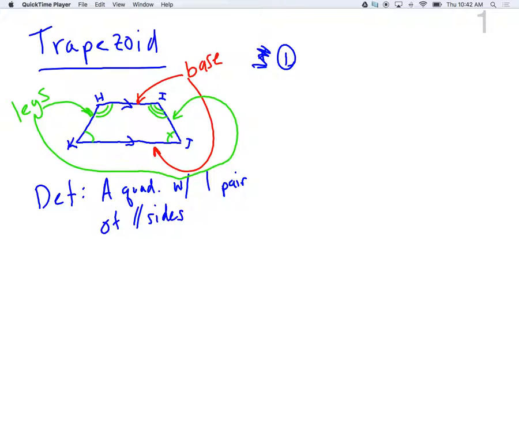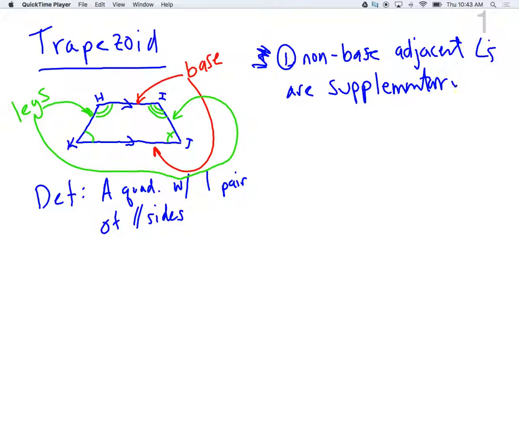Why are they supplementary? Because HI and KJ are parallel, so then. So what kind of angles are angle I and J other than supplementary? Consecutive interior. Good. Regardless, they're supplementary. How do we say that? Non-base adjacent angles are supplementary.